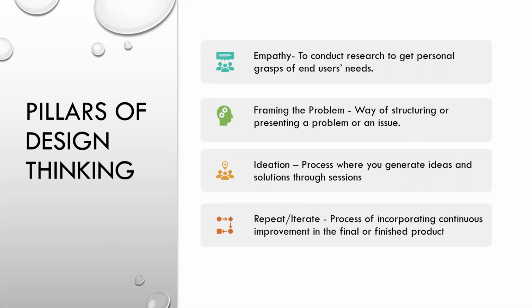The fourth point is the repetitive and iterative process of incorporating continuous improvement in the field or the finished product. This is also what people do in the industrial world, in the practical market, which we all see daily. Once we know this is our final product, we will definitely use a beta version of that thing.